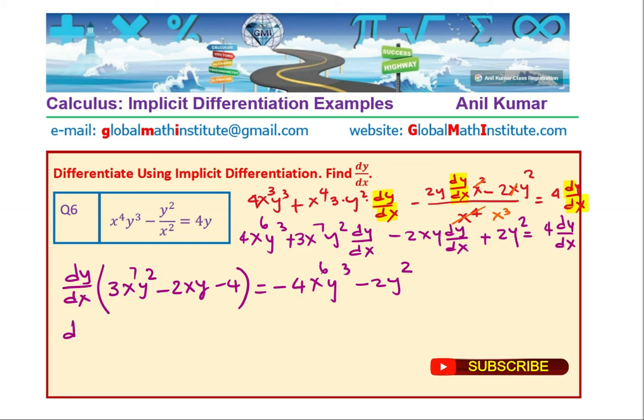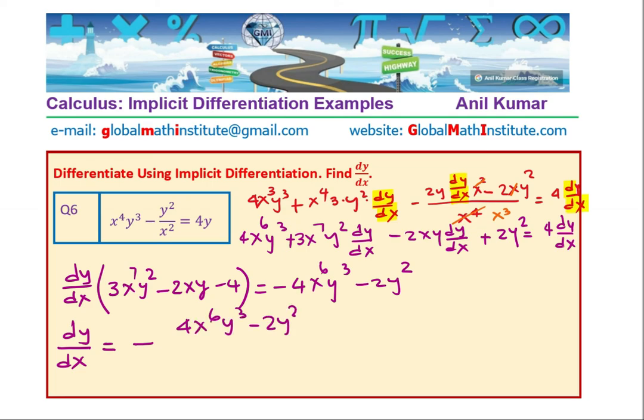And so we can write dy/dx as equal to, well, we can say minus outside. And we can write 4 x to the power of 6 y cubed minus 2 y squared over all this, which is 3 x to the power of 7 y squared minus 2xy minus 4. Make sense? So that becomes the derivative of the given function. Perfect. So that is how we are going to use implicit differentiation to find dy/dx in a given relation.